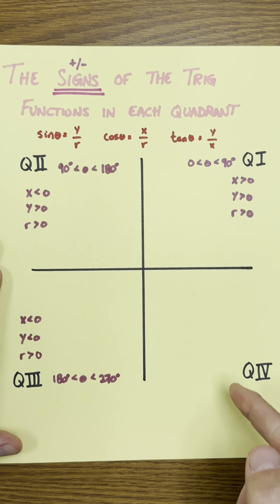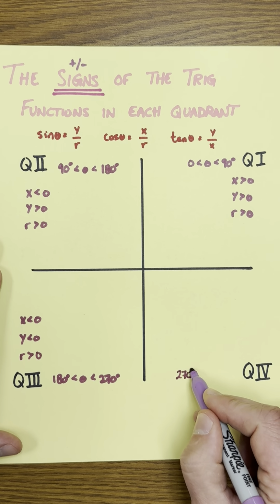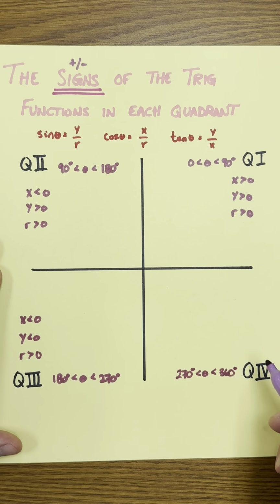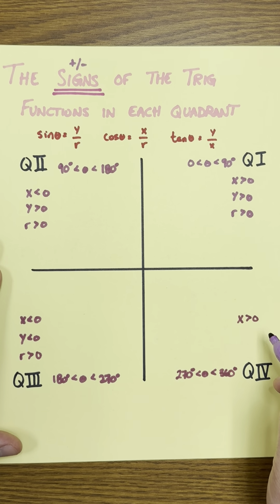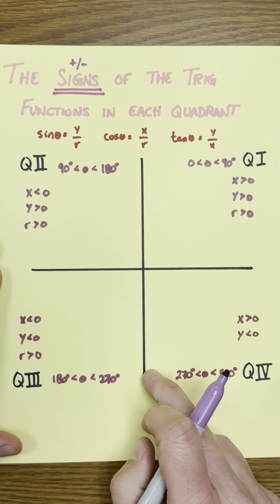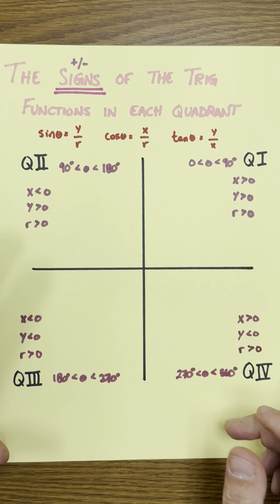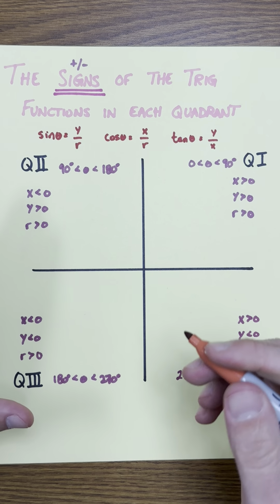always. Finally, in quadrant 4, here our angles are between 270 degrees and 360 degrees. Here the x's are greater than 0 because we're going to the right. The y values are less than 0 because we're going down. And the r value is still greater than 0. All right, so that's all kind of the background information that we need for this. Now we're ready to do the signs of each trig function.